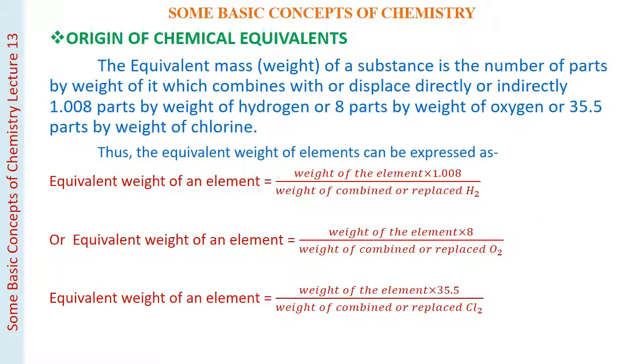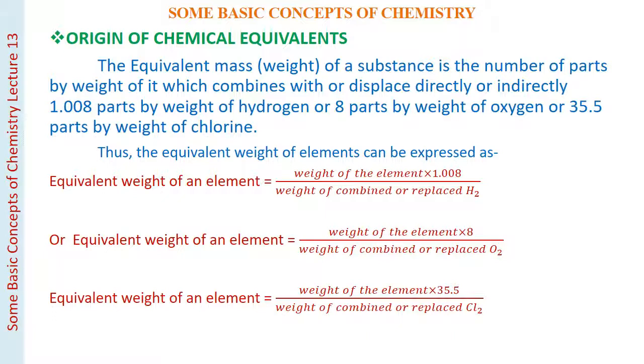So where do we find the origin of these chemical equivalents? Well, it is found in the laws of chemical combination. Most of the compounds in nature exist as compounds of hydrogen or oxygen. For example, we have sodium hydride, HCl, water, ammonia, and so many compounds of hydrogen. And then we have so many compounds of oxygen. For example, sodium oxide, magnesium oxide, calcium oxide, carbon dioxide, sulfur dioxide, again water.